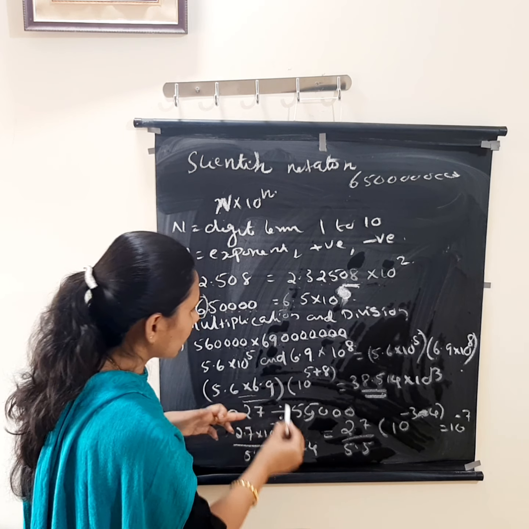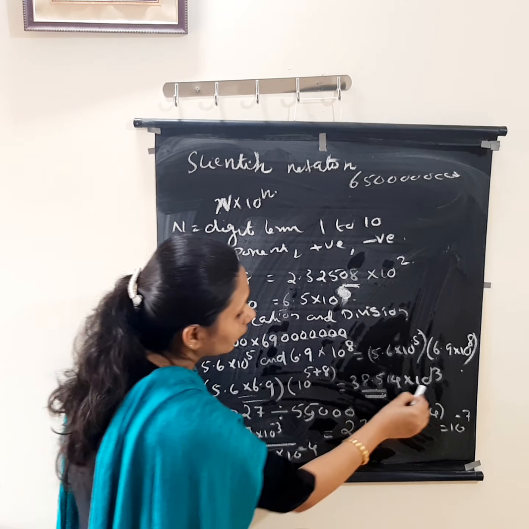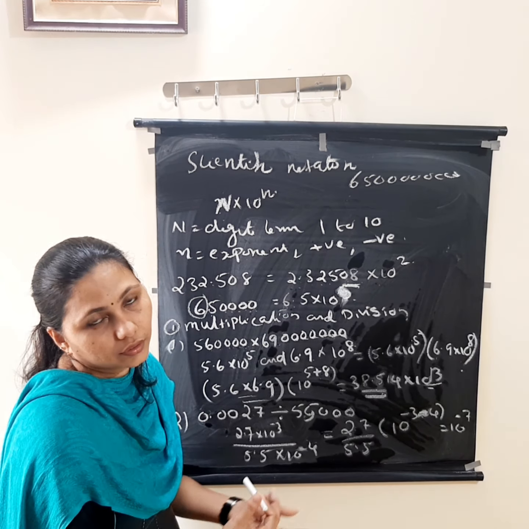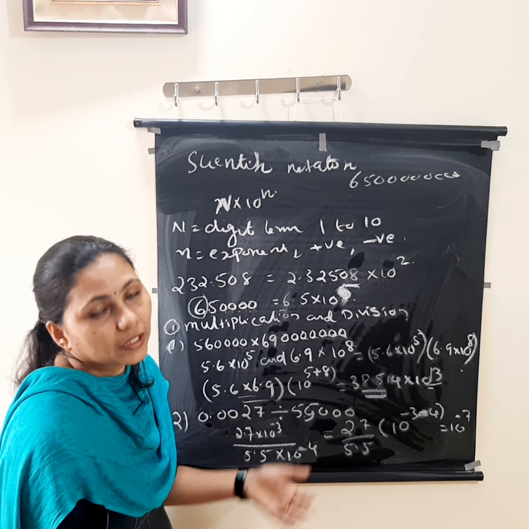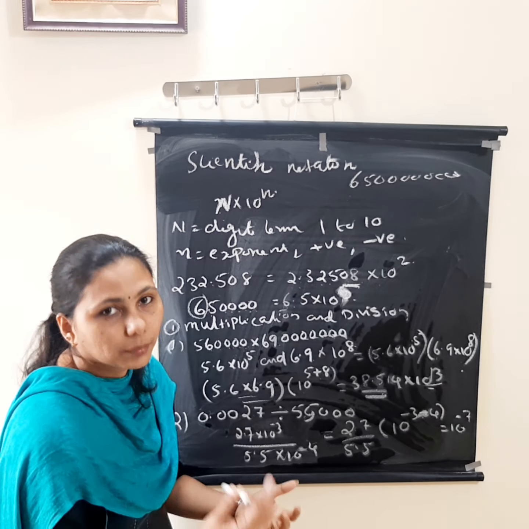So after solving this one we will get 38.514. 5 plus 8 means what? 10 raised to 13. So just write in scientific notation, then do the multiplication for the N terms, then add the exponents. So that is multiplication.